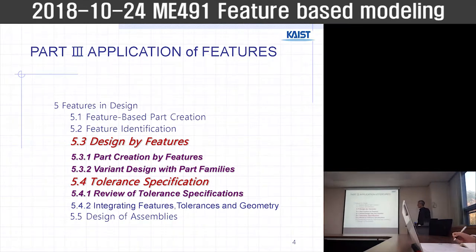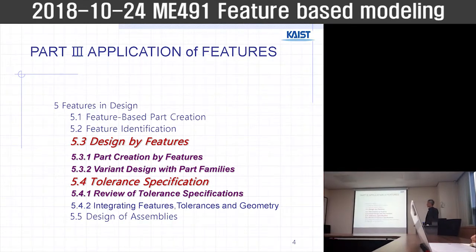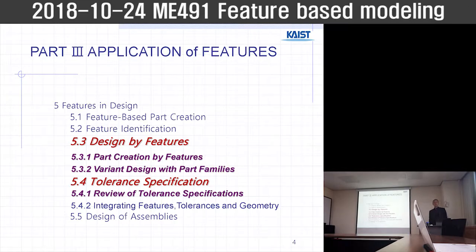So section 3 is made of part creation. It is already covered by many parts, so first, and then variant design with part families. Part family is also the idea behind parametric design. Let's see that. And tolerance may be new to this class. We will see next tomorrow evening. We will start on the second part of tolerance specification.